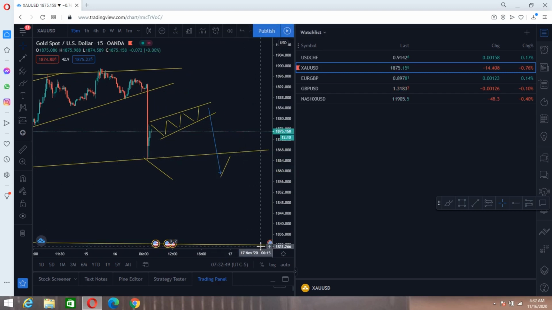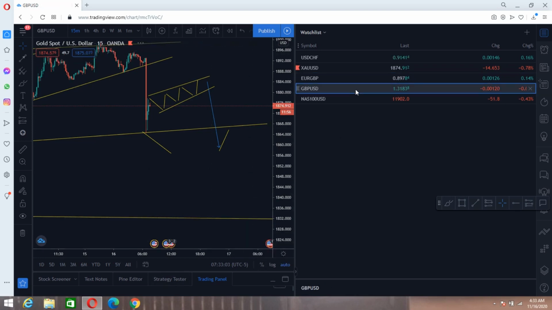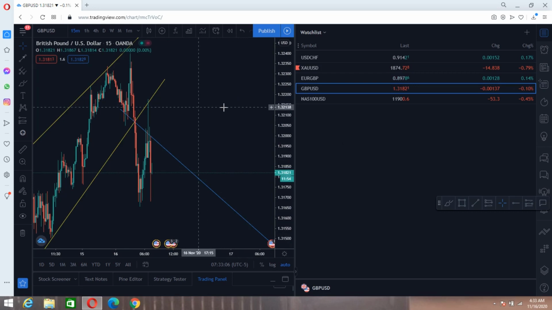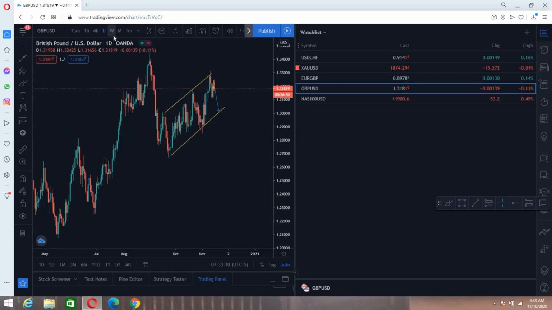Then I know that we're going for a third touch. After the third touch here, that's when I'll look for buy entries. But for now, I'm still looking for sell entries on gold. So the other pair we're gonna check is GBP USD. As you can see, let me just go down to the daily time frame.